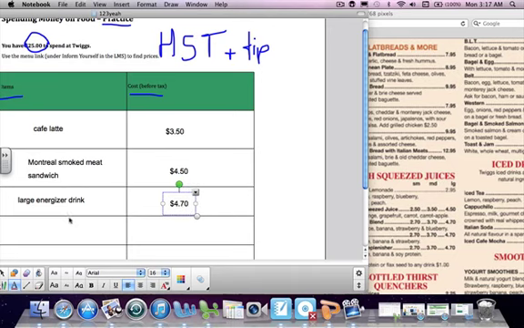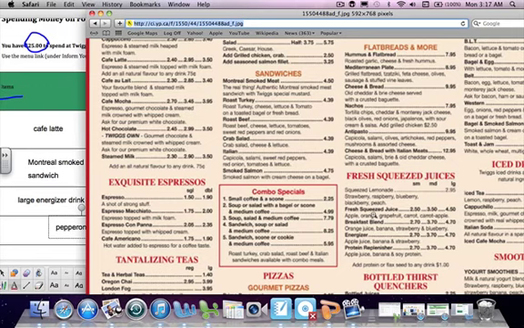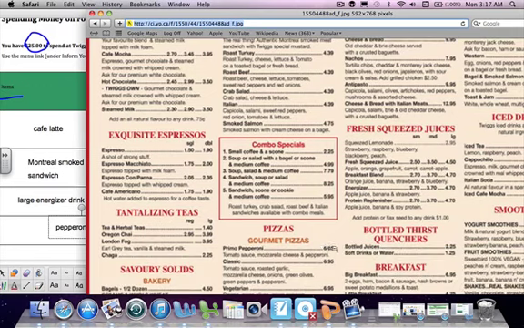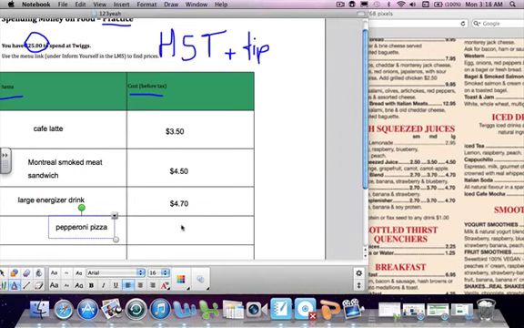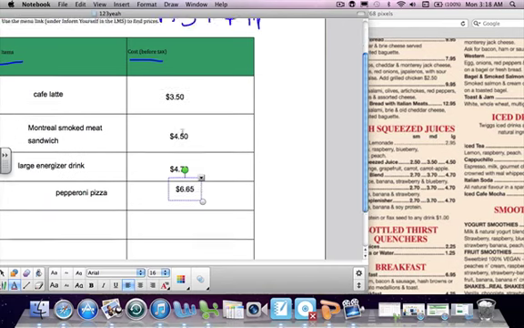And then I need to spend a little bit more money. So I'm going to buy a pepperoni pizza. And if I look here, I can find that the pizza is $6.65. So in the cost column, I just type in $6.65. And now I'm ready to add up my total.